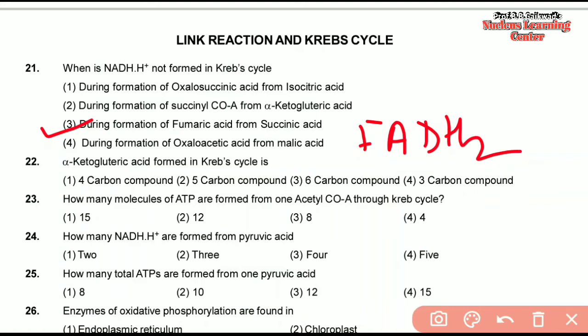Alpha ketoglutarate formed in Krebs cycle, what is true about the alpha ketoglutarate acid? Is it a 4 carbon compound, 5 carbon compound, 6 carbon compound, or 3 carbon compound? In Krebs cycle, the only compound formed which has 5 carbon atoms is alpha ketoglutarate. So the correct answer is the second.